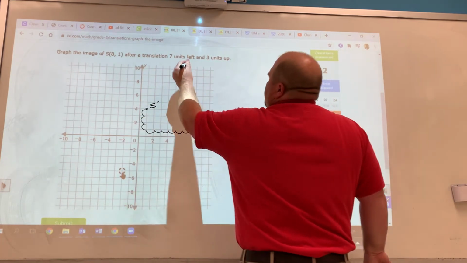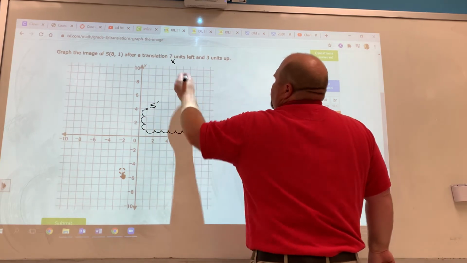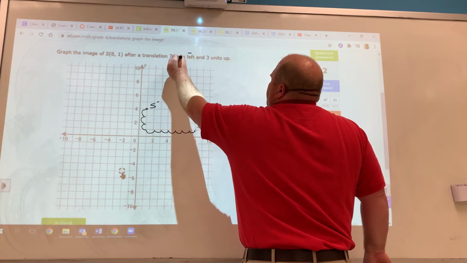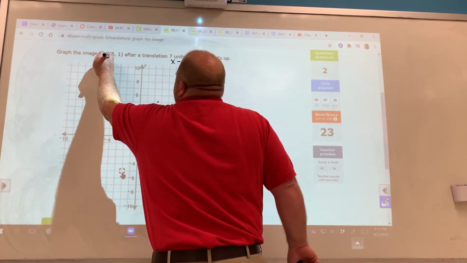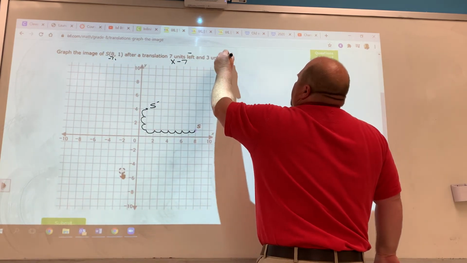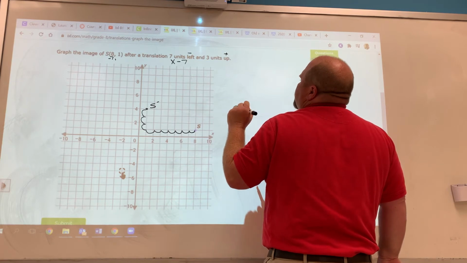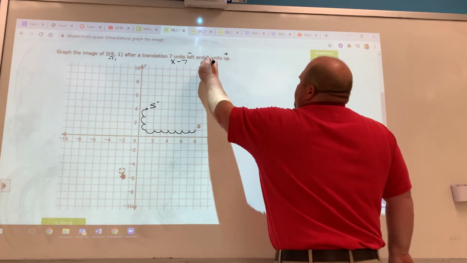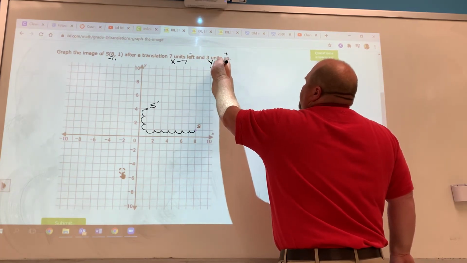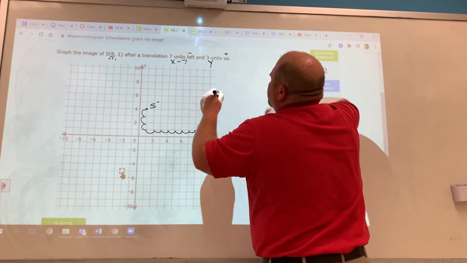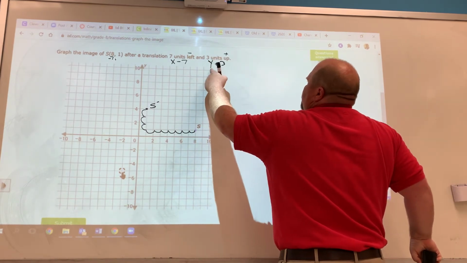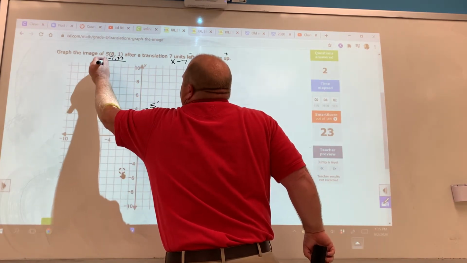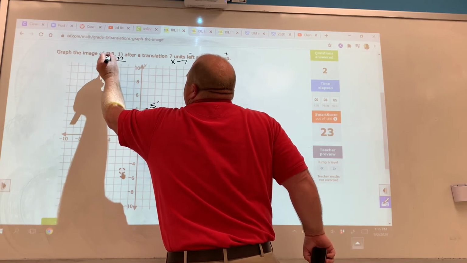The alternate way would be 7 units left. That's going to be your x value because it controls horizontal movement left and right. Left is a minus, so it's going to be x minus 7. And 3 units up is plus. If you go up, that's positive, so you're adding to it, just like on a thermometer, the numbers at the top are positive, the numbers way down low are negative. And so that's going to affect your y value, so you're going to do y plus 3, meaning you're going to go up 3. So S prime would be located at 1, 4.